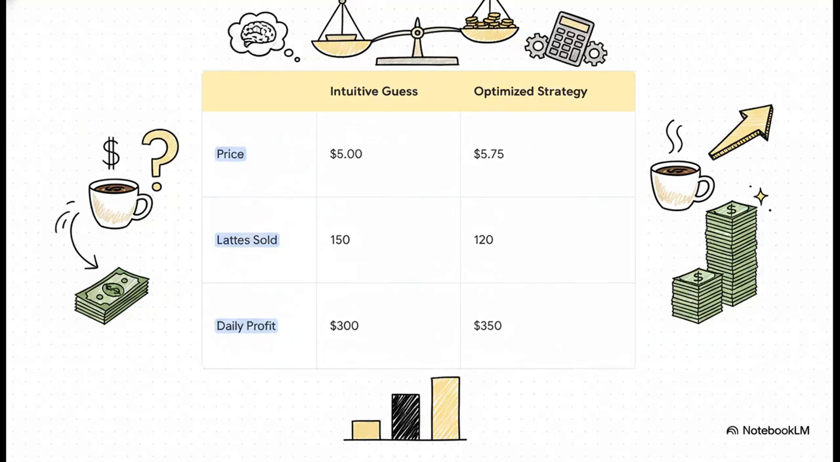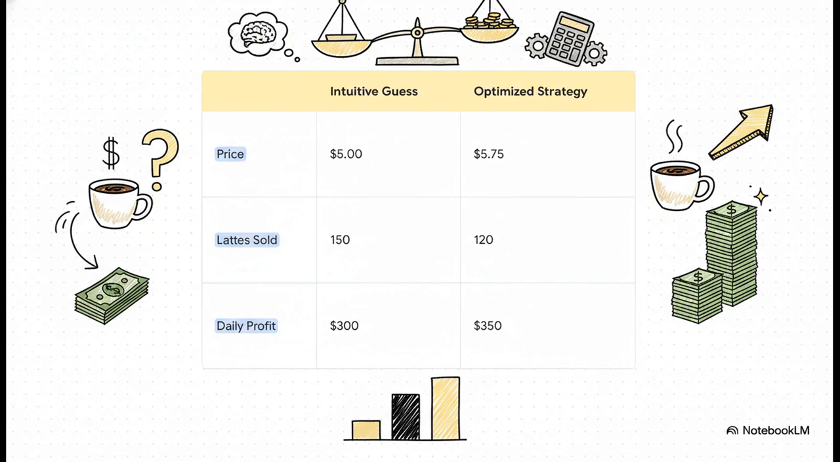What does $5.75 really mean for our strategy? Let's really see this in action, okay? Imagine the manager's best guess. Just their intuition led them to a nice, round number, $5. At that price, our model predicts they'd sell 150 lattes for a daily profit of $300. And you know what? That's not bad. But now, look at our optimized strategy. At $5.75, we actually sell fewer lattes, only 120.